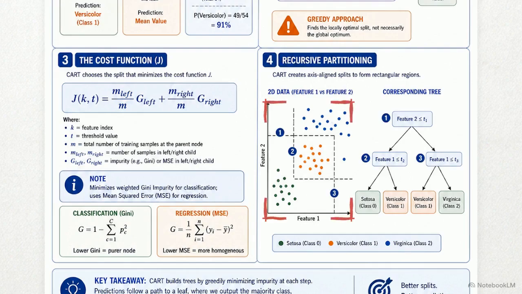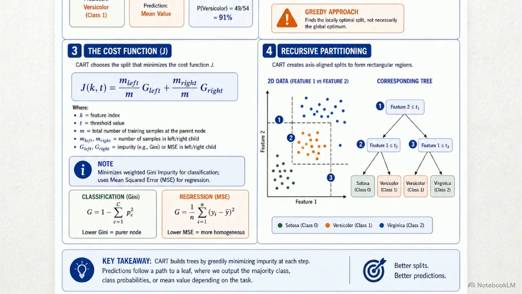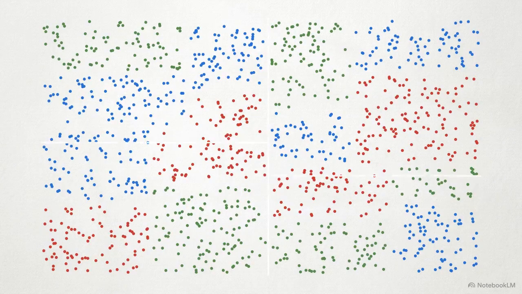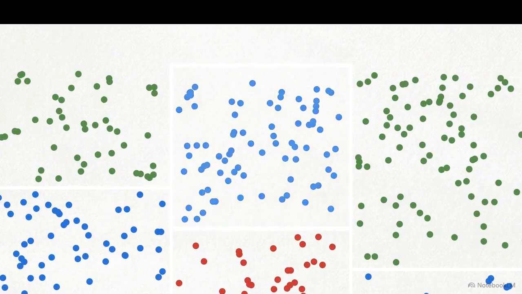This 2D scatter plot visually demonstrates that mathematical splitting. Every time the algorithm minimizes the cost function, it draws a strict axis-aligned line through the data, partitioning the space into smaller rectangular regions. This mathematically aggressive pursuit of pure nodes forces the data into increasingly homogeneous subsets, which is exactly what gives the tree its predictive accuracy.